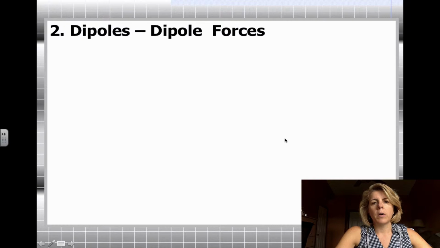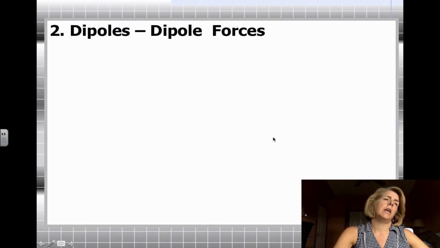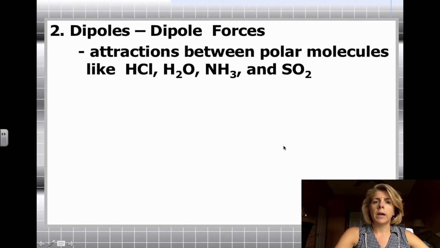Okay, here we go. Now, if you do not have a nonpolar compound, what if you have a slightly polarized molecule? You have what we call dipole-dipole forces. Now notice that you have to have a polar molecule, so you have to have enough of an electronegative difference between two atoms that are bonded to each other. So notice you could have HCl, H2O, NH3, SO2. Those are all considered polar molecules.